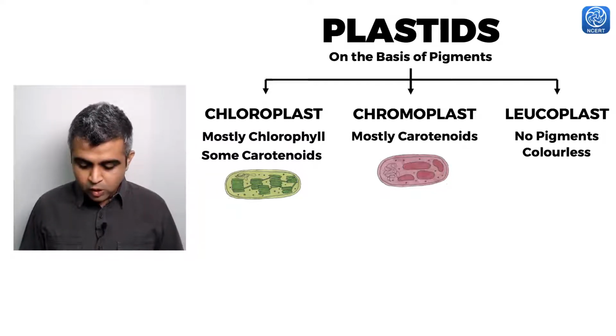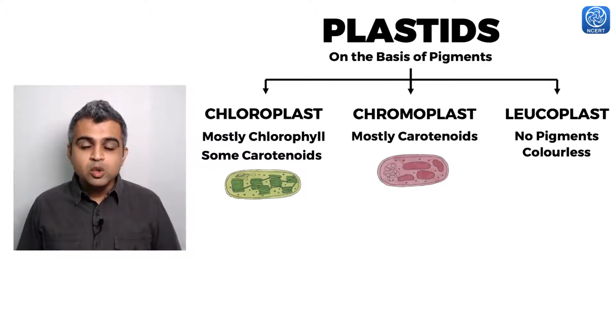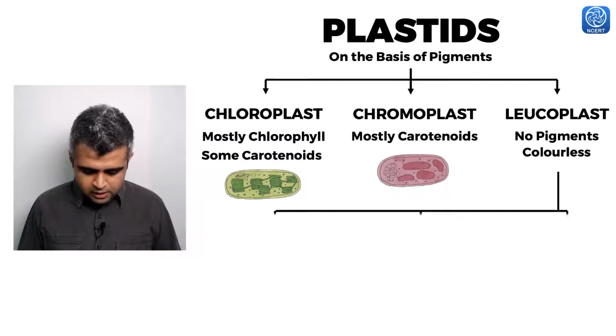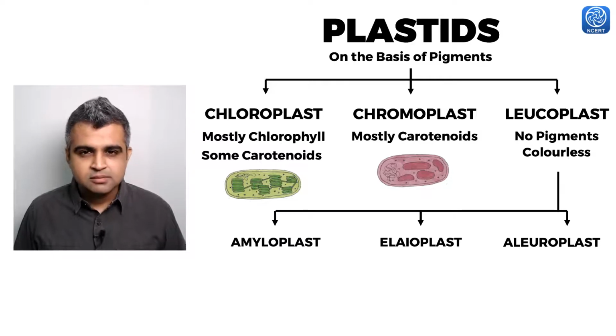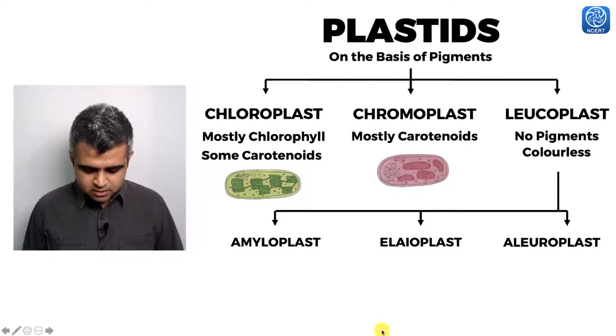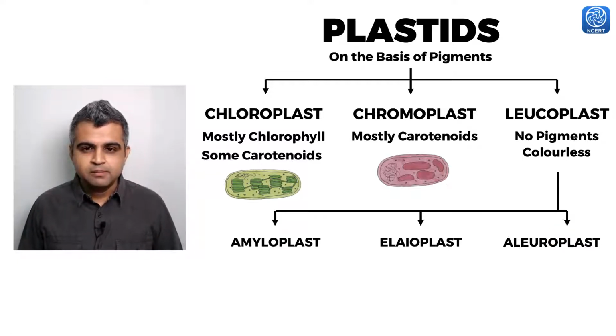Now the last group, leucoplast, is further classified into three. Leucoplasts do not have pigments. So what do leucoplasts do? They will store something for the plant. Instead of storing pigments, they will store something else for the plant, and they are of three types. You have amyloplast, elaioplast and aleuroplast. Can you now just take 10 seconds to think why they are so called? Amyloplast, elaioplast, aleuroplast. Can you just take 5 seconds to think that?